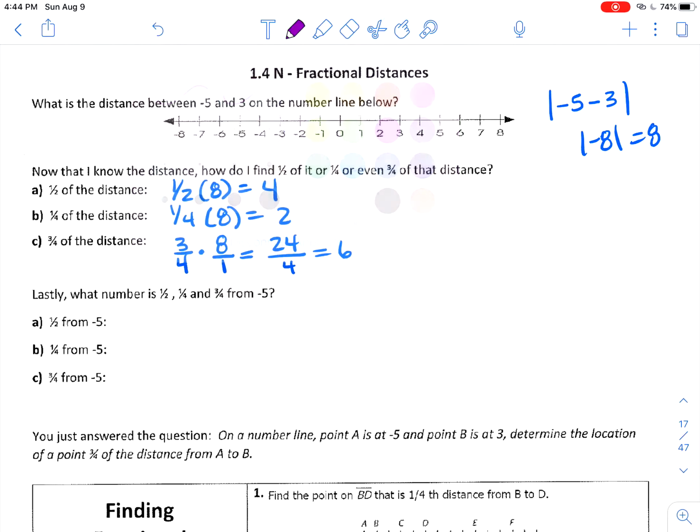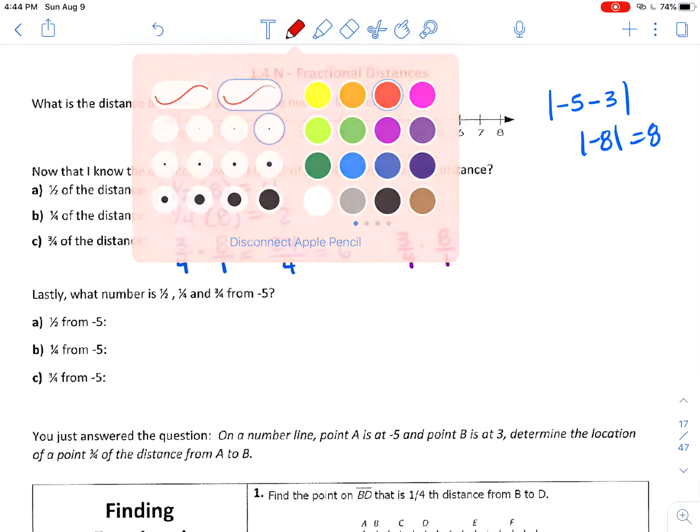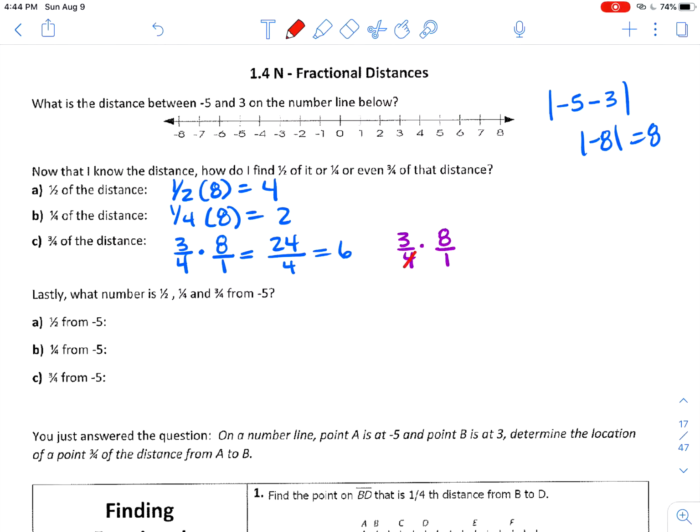The second option is to reduce first. So I'm going to write it just like I did before, but this time I'm going to reduce the 4 and the 8. 4 goes into 4 one time. 4 goes into 8 2 times. Now when I multiply straight across, 3 times 2 is 6, 1 times 1 is 1, and we can rewrite that as just 6. So it's up to you how you want to do that.